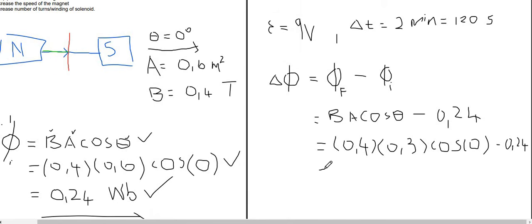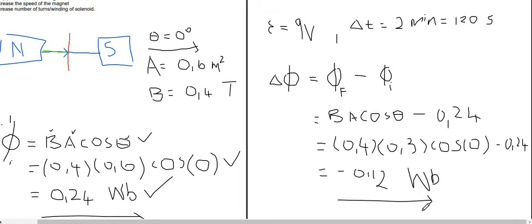0.12, which is negative. Which makes sense because if you halve or decrease the area, the magnetic flux linkage will decrease, as this answer is negative, because this value there is lesser than this value. So the negative of 0.12, and it is measured in Webers, Wb.